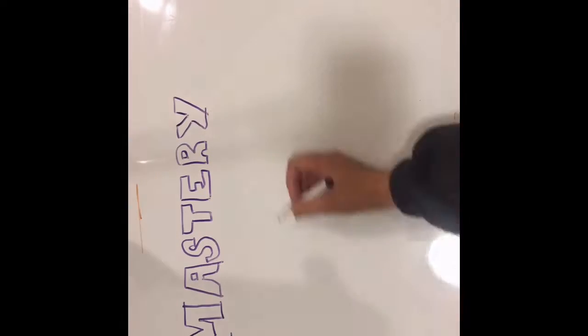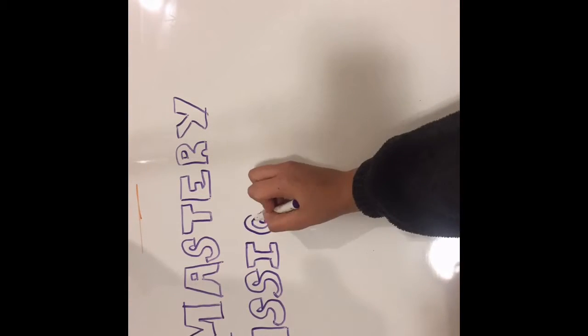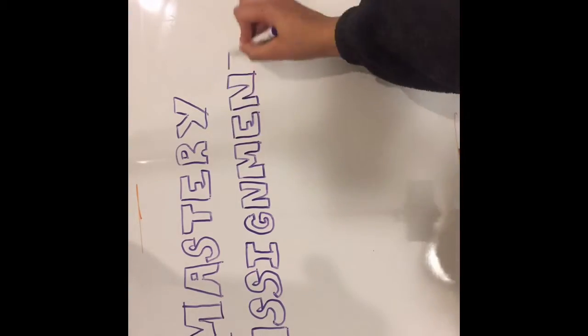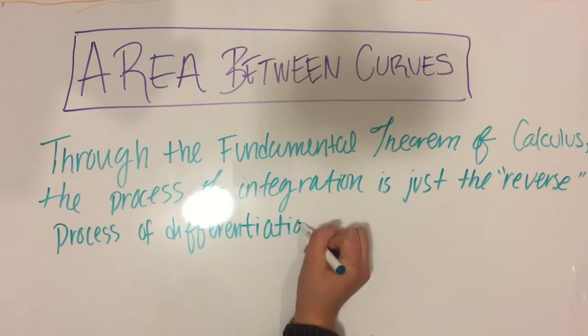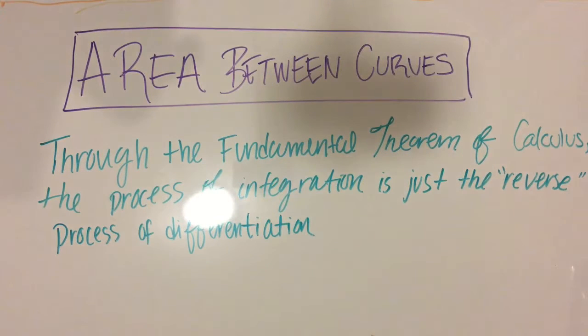Welcome to my mastery assignment for Module 2, and today we will be covering two topics. The first topic is area between curves. Through the fundamental theorem of calculus, this process of integration is just the reverse of the process of differentiation.